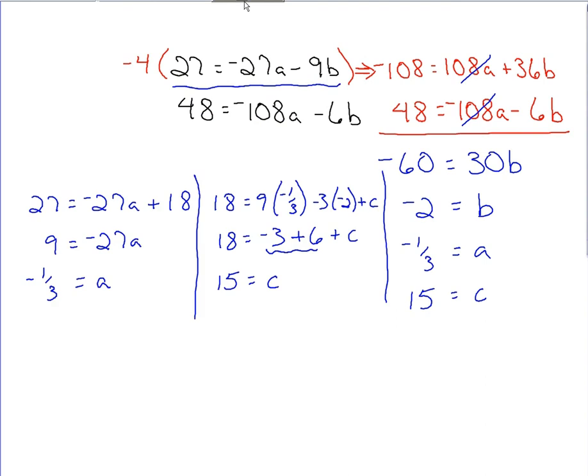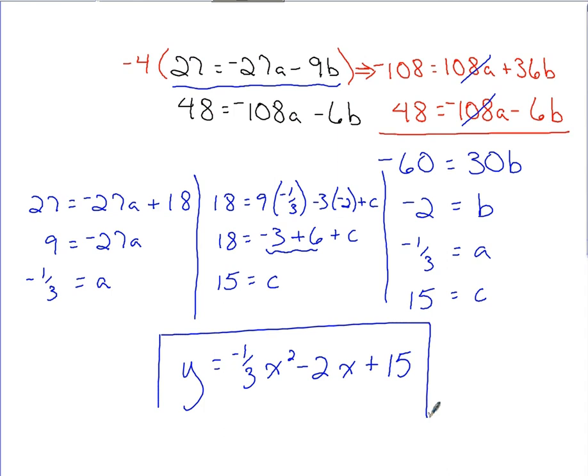Okay, so we've got our a, we've got our b, we've got our c. Goal here, which don't forget what it was because it's been so long, you're trying to write this equation in the quadratic form. So our answer is going to be y equals a, which is -1/3, x squared, plus, actually it'll be minus, right, because it's a -b, minus 2x plus c, 15. There's our answer. That's our quadratic that contains the 3 points we started with.